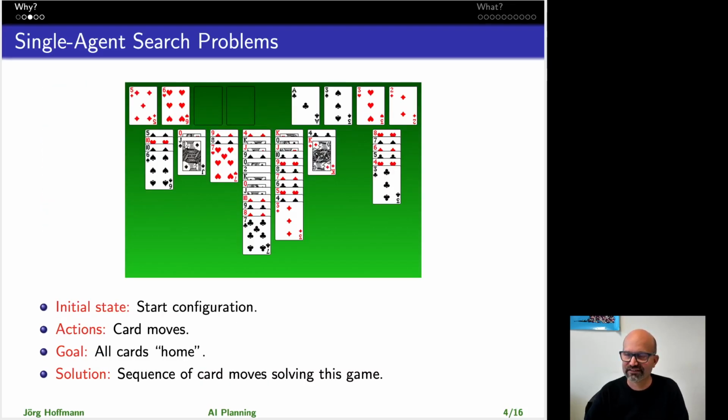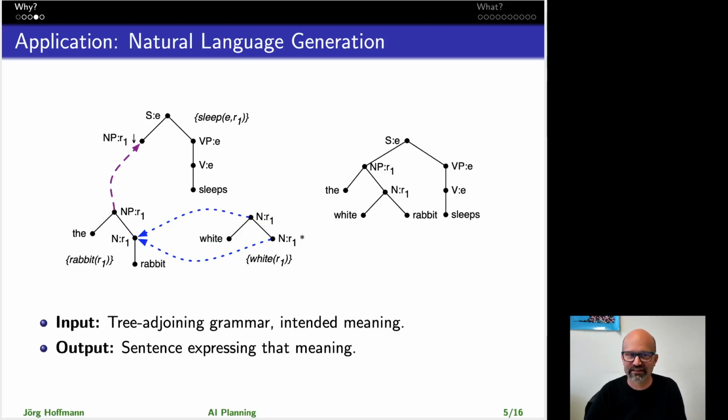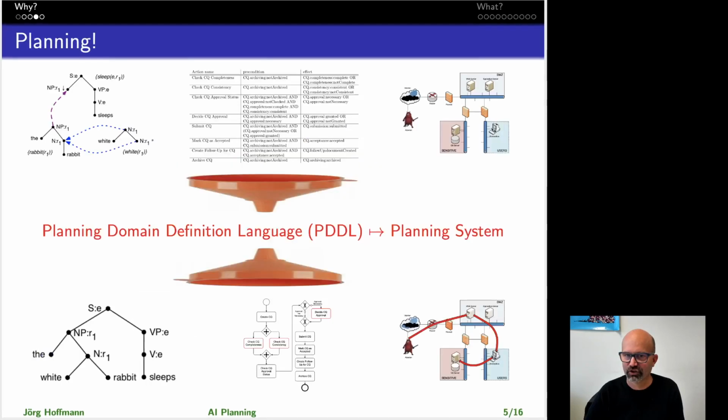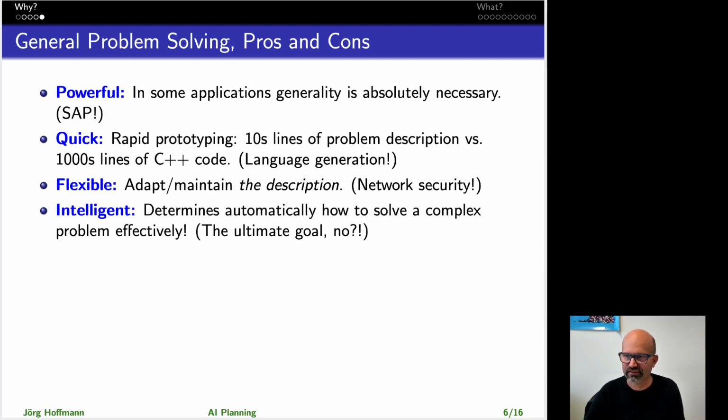This is the question we consider in AI planning in the context of single-agent search problems, which are characterized by an initial state, a set of actions, and a goal. The task is to find a sequence of actions that takes you to the goal. And we formulate this in a manner so generic that it encompasses not just this game that I'm showing you here, but also applications as diverse as natural language generation, business process generation, and security testing. And all of this is done in one and the same framework. So it's very powerful. It's a quick method to get something up and running in your application.